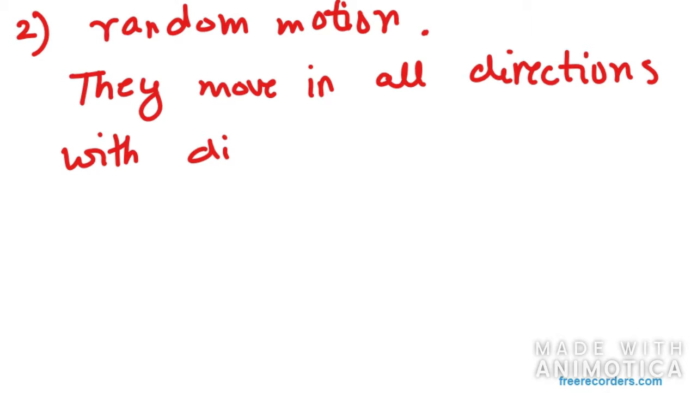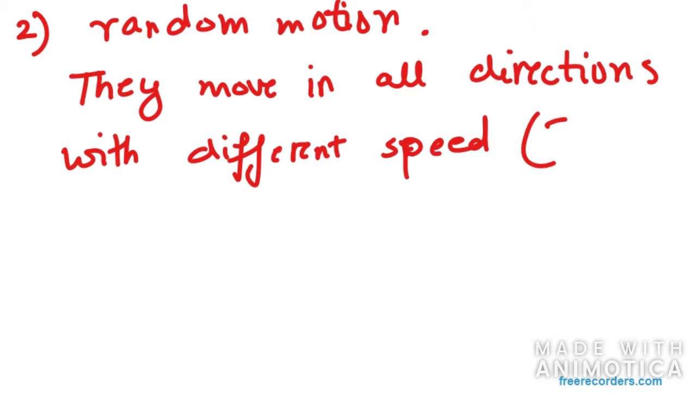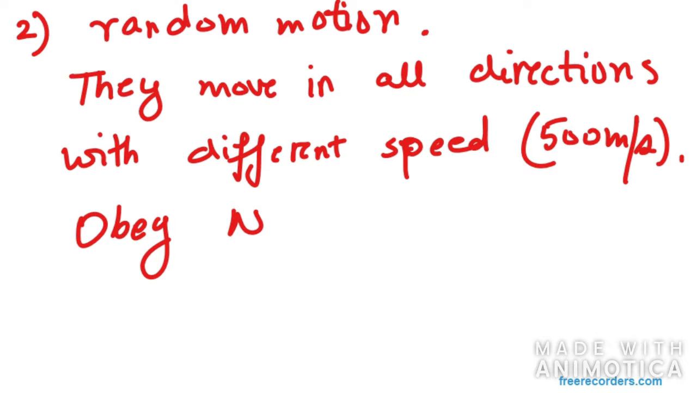And they have a speed of about 500 meters per second. This is the average range of one gas molecule present, and they all obey Newton's law of motion. So what we learned from here is that they are all moving in random motion, with different directions and different speeds, and they obey Newton's law of motion.